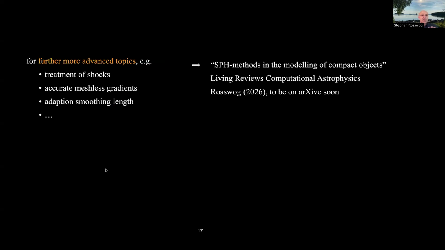Okay, then there are lots of other topics that are relevant in practice, but I don't have time to talk about them very much. These are topics like how do you treat shocks? There are other ways to calculate gradients that are much more accurate, for example, how you adapt the smoothing length, and so on and so forth. There are many things that are practically relevant, but a bit technical. But as I said, in this review, they are described in a fair amount of detail.